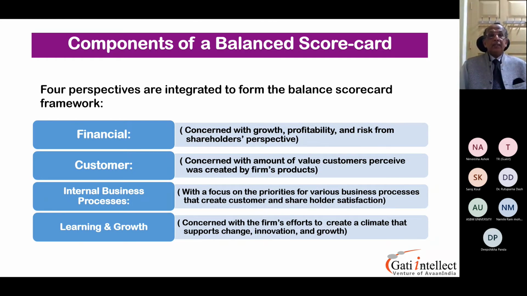Now, the third one is the internal business process, with a focus on the priorities for various business processes that create customer and shareholder satisfaction. See, where is the organization now? Does it want to grow? And how do you grow? That is what strategy, what we said just now.